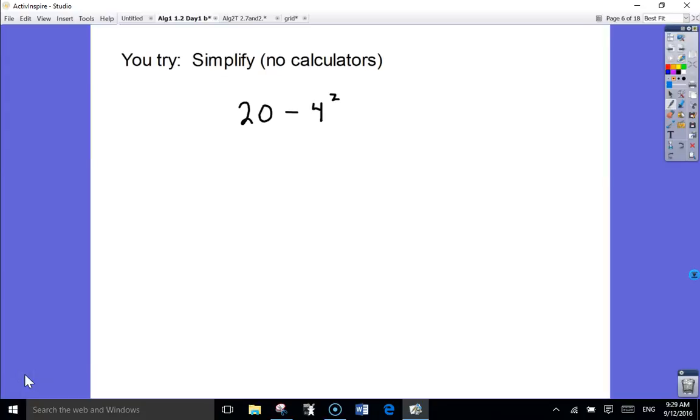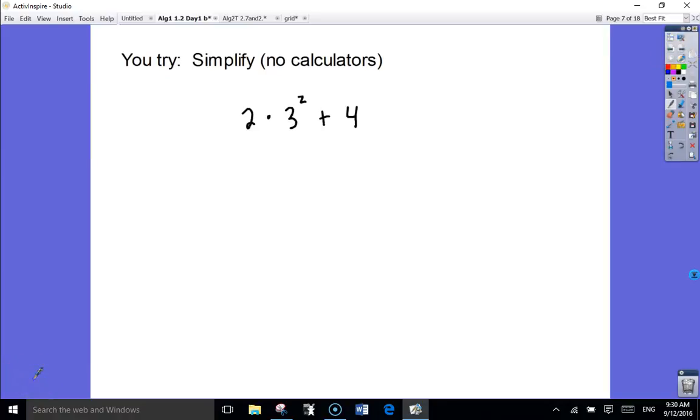So what was the first operation you did here? Okay, and what was that? What is 4 squared? 16. And 20 minus 16 is 4. So we all should have gotten 4. Again, for an individual calculation, if that's stretching you out there, then go ahead and use the calculator. Okay, try that one.